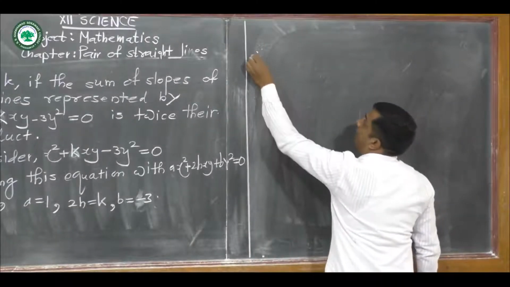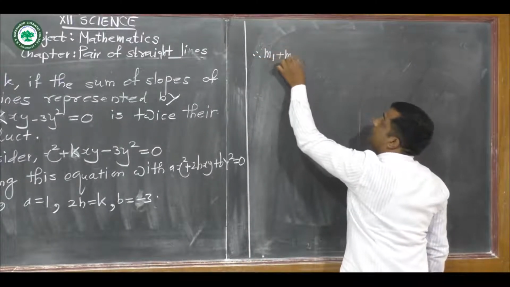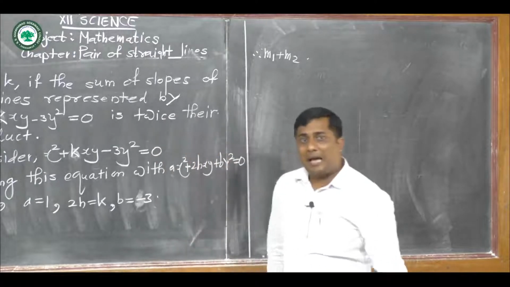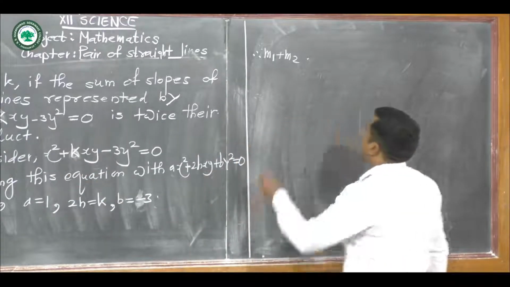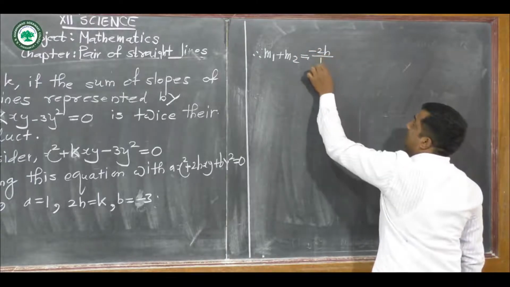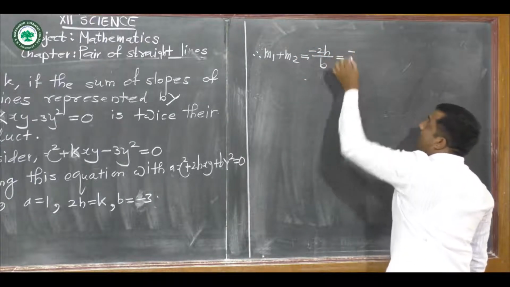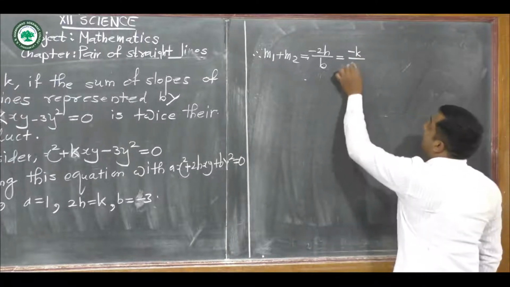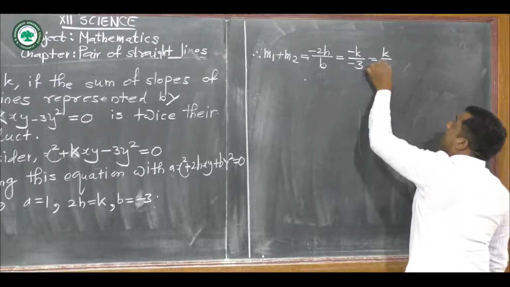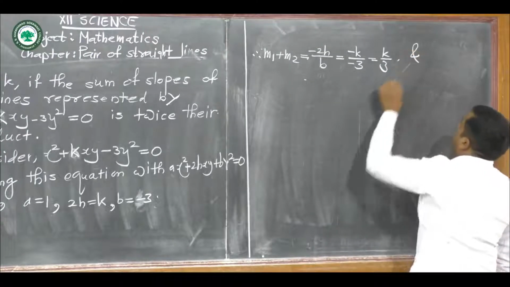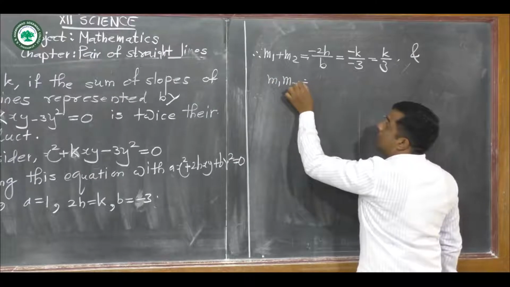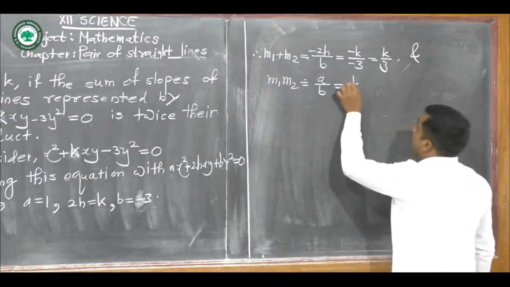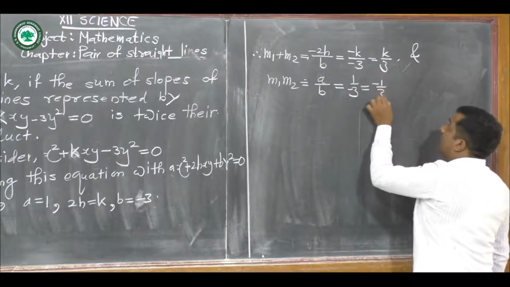Therefore, let m1 and m2 be the slopes of the lines represented by the given equation. So m1 plus m2 is equal to minus twice h upon b, is equal to minus k upon b. Here b is minus 3, so we get k upon 3. Then the product of the slopes, m1 m2, is equal to a upon b. We know a is 1 and b is minus 3, so lastly we get minus 1 upon 3.